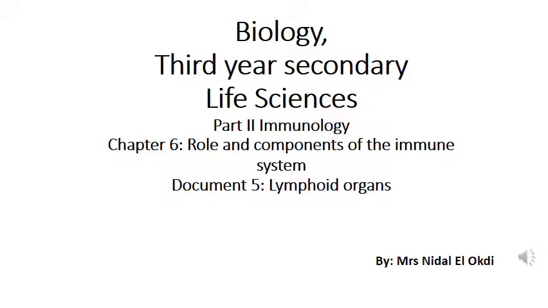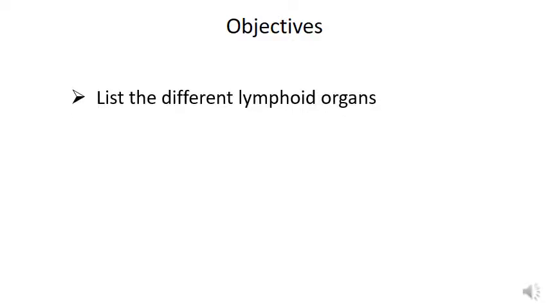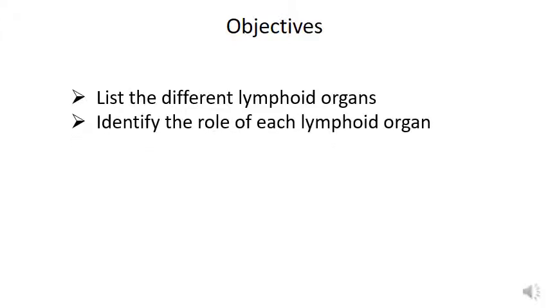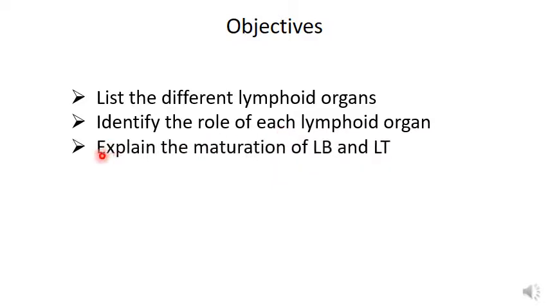Today we're going to continue Chapter 6, Role and Components of the Immune System, with Document 5, Lymphoid Organs. The objectives of this document, first of all, is to list the different lymphoid organs. Second is to identify the role of each lymphoid organ. And third is to explain the maturation of lymphocyte B and lymphocyte T.